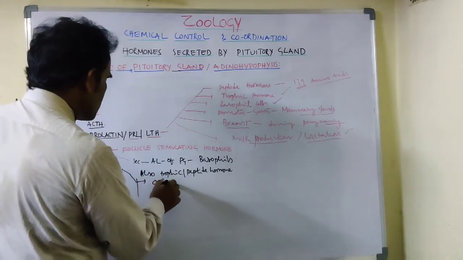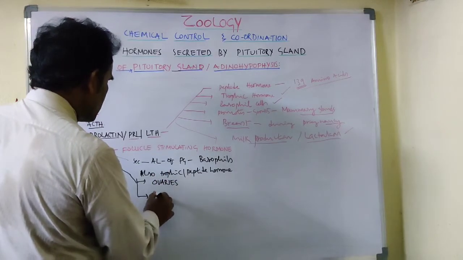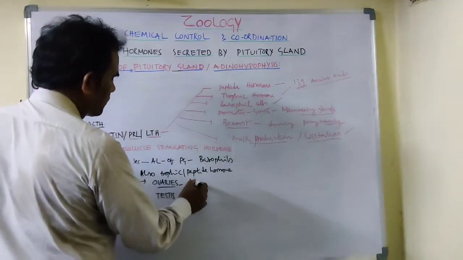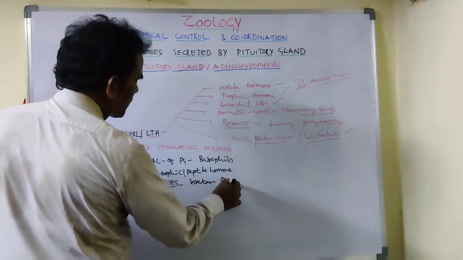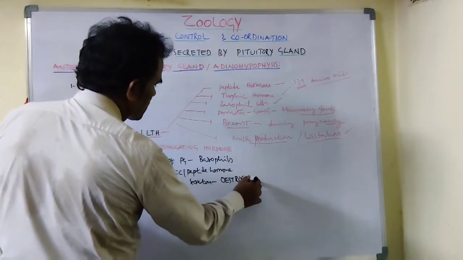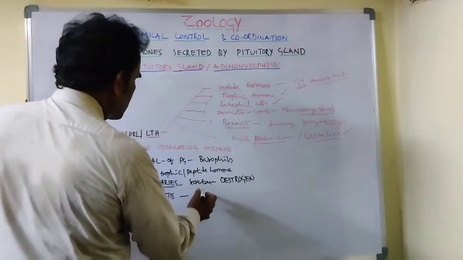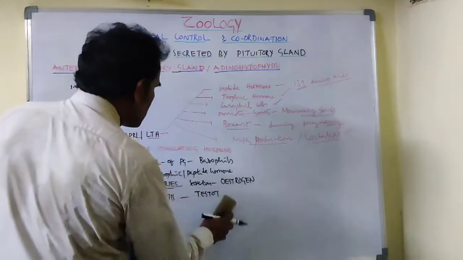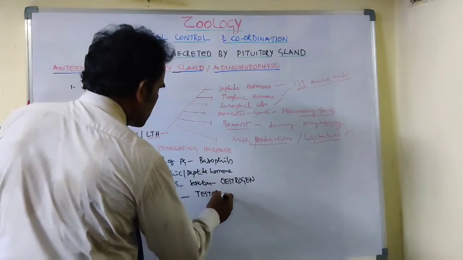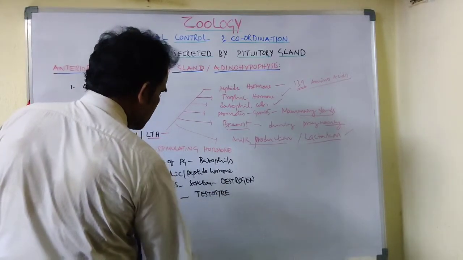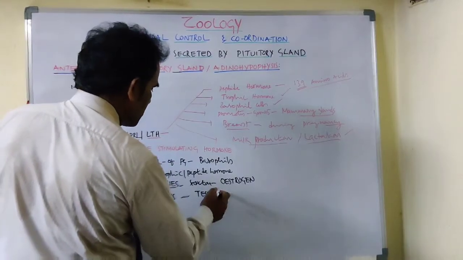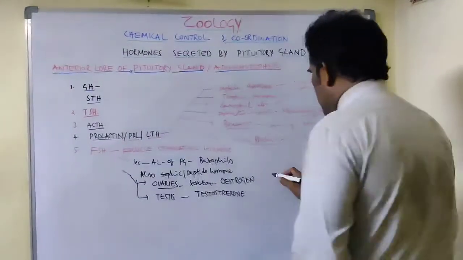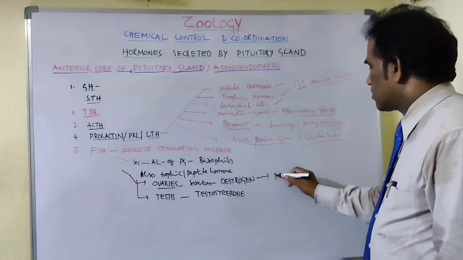It stimulates ovaries and testes. It stimulates ovaries for the secretion of estrogen hormone. From the testes it is testosterone hormone. The estrogen stimulates the secretion of progesterone.